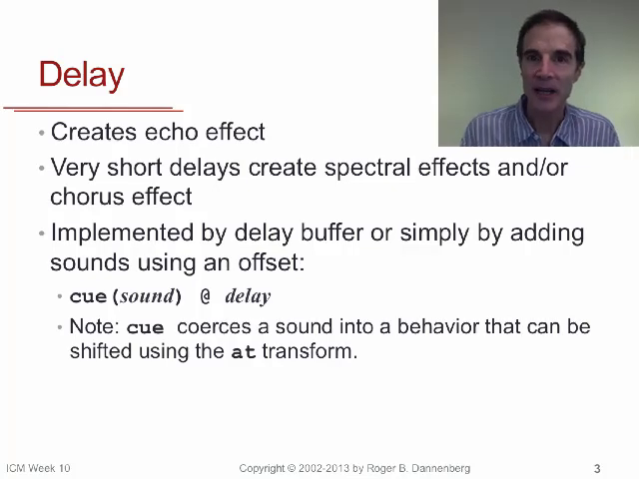The way we get around that in Nyquist is we use the cue behavior, and cue takes a sound as a parameter, and basically what it does is it returns a new sound that has been shifted according to the environment. And so we usually combine cue with a shift operator, the at sign, and the expression here, cue sound at delay, will move the sound forward into a later time. And we can add that to the original sound to get a sound and a delayed copy of the sound.